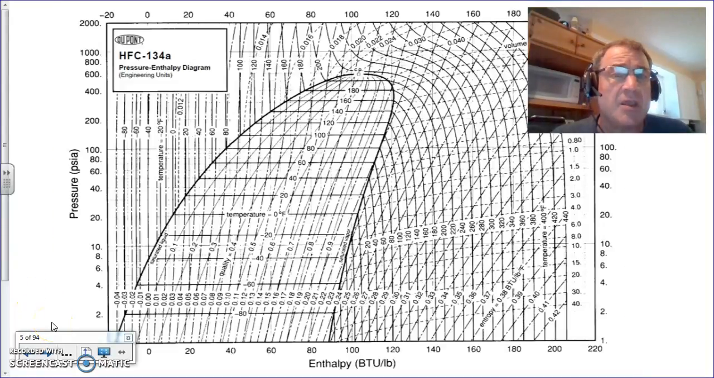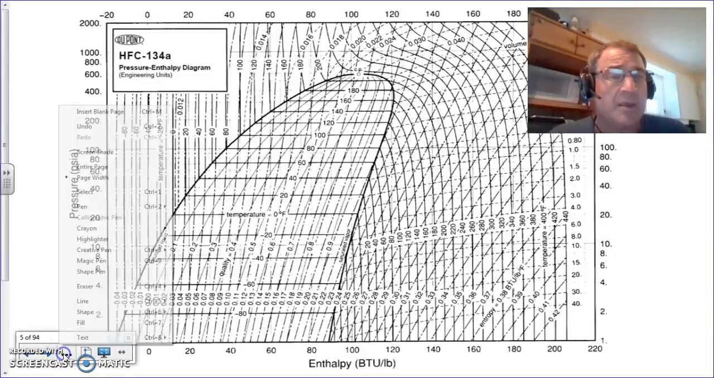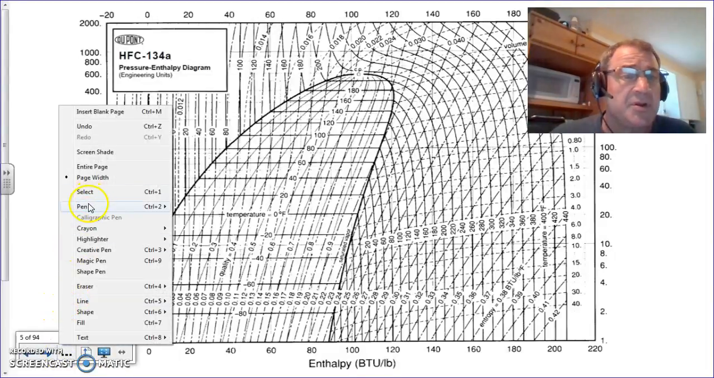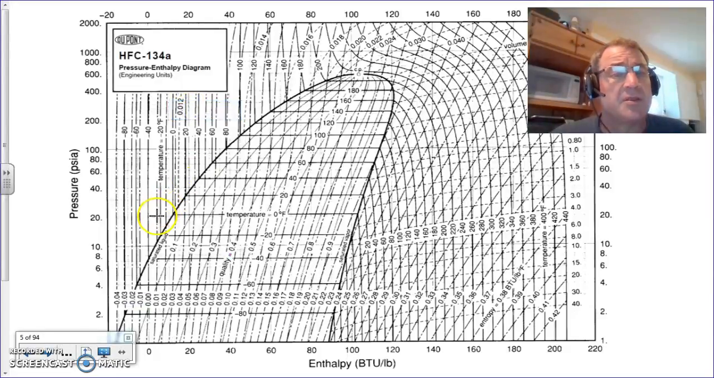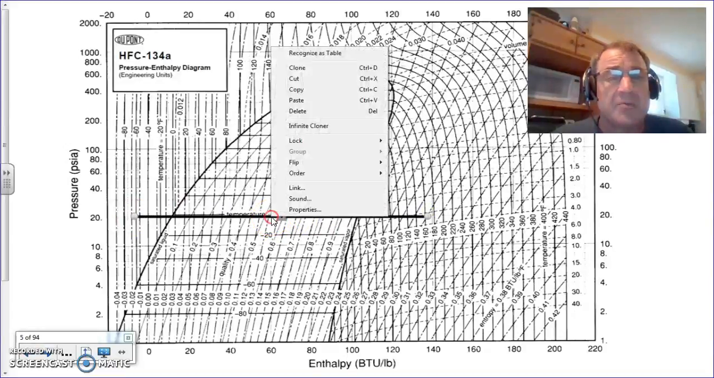Okay, so today we will learn how to plot a refrigeration cycle on a pressure enthalpy diagram. To do that, we're going to need to draw some lines on the pressure enthalpy diagram to represent a typical refrigeration cycle. And in today's example, I'm going to use a medium temperature application.